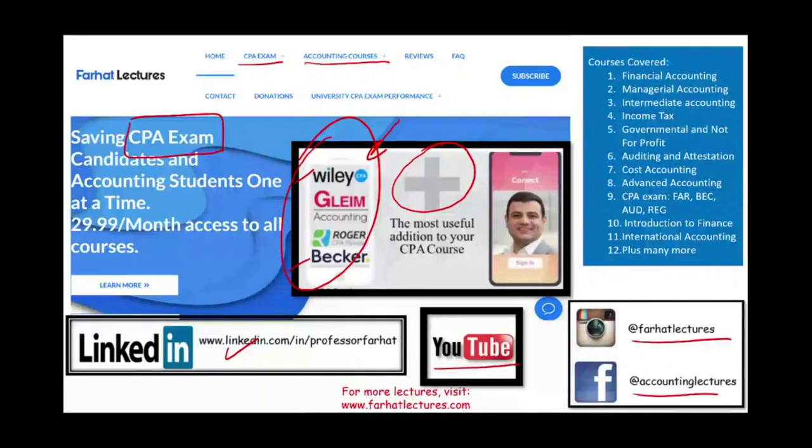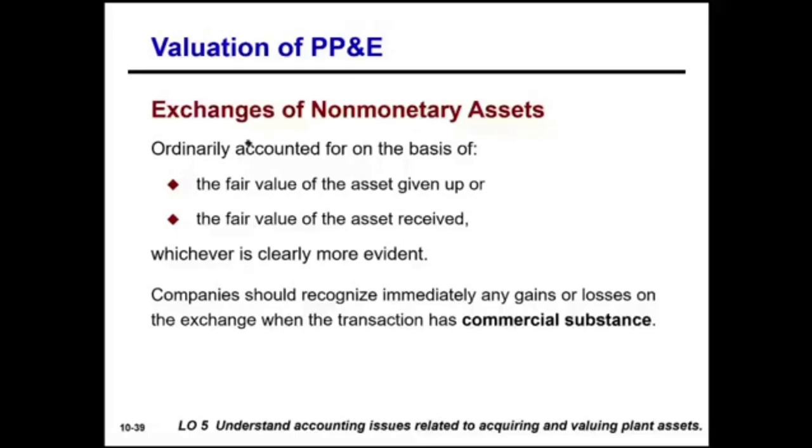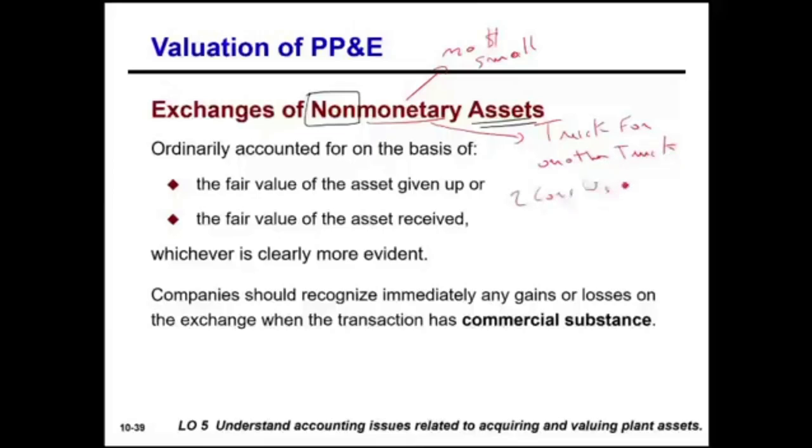So let's talk about what exchanges of non-monetary assets are. What we are exchanging is assets that are non-monetary in nature. What is non-monetary? It means no money is involved, or, as we're going to find out, if there is money, it's a small amount of money. It means we are exchanging maybe a truck for another truck. It doesn't have to be a truck for a truck. It could be 2 cars for a van, or some other asset, land for a building. So one asset versus another, and those assets are non-monetary in nature.